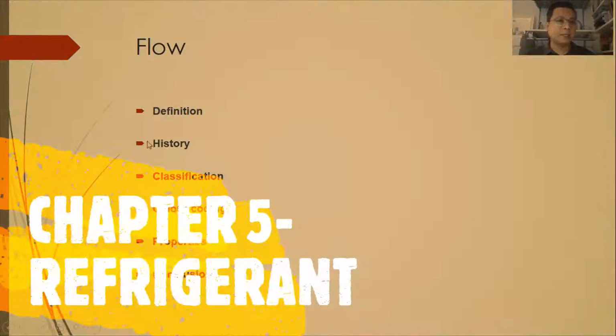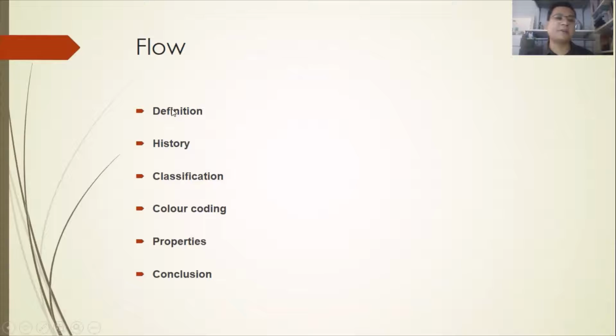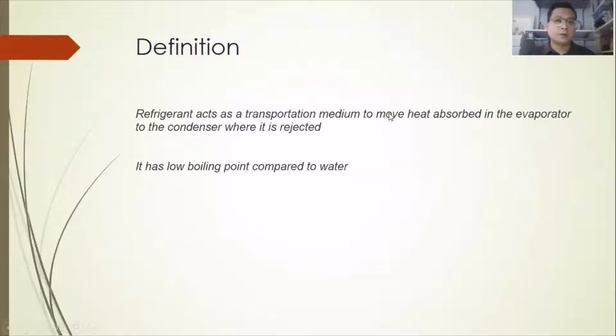The first is a definition. I will talk about the definition, what the refrigerant itself is. Then we go to the next section, history. The third one is classification of refrigerant. Then color coding, and then properties, and we will close with the conclusion, right? Okay, we go first to the definition.